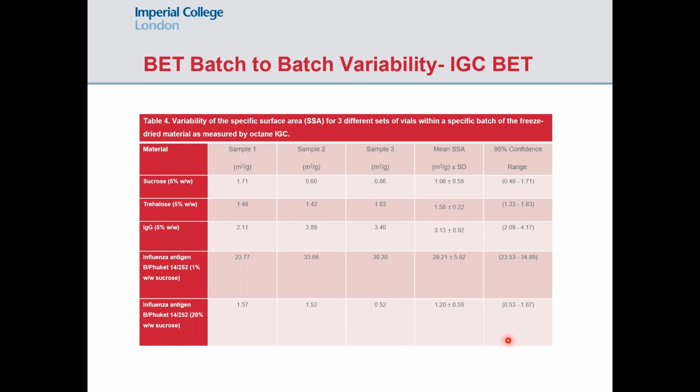This is the data obtained using the IGC. But we've got the error levels here. They do vary a little bit. This is the mean surface area, and these are the errors here. But these are certainly better than you've achieved for nitrogen.